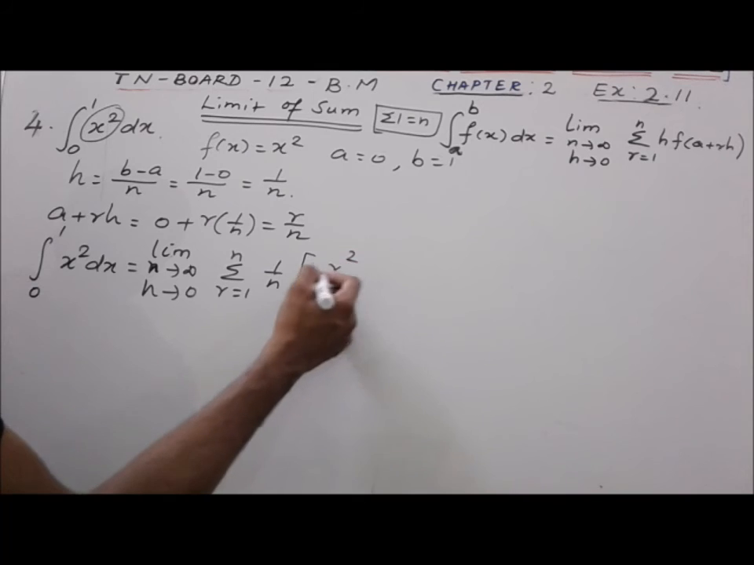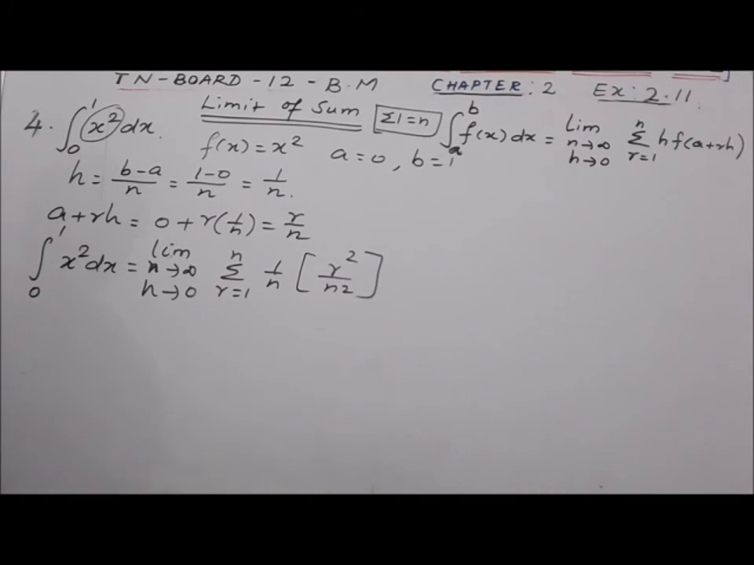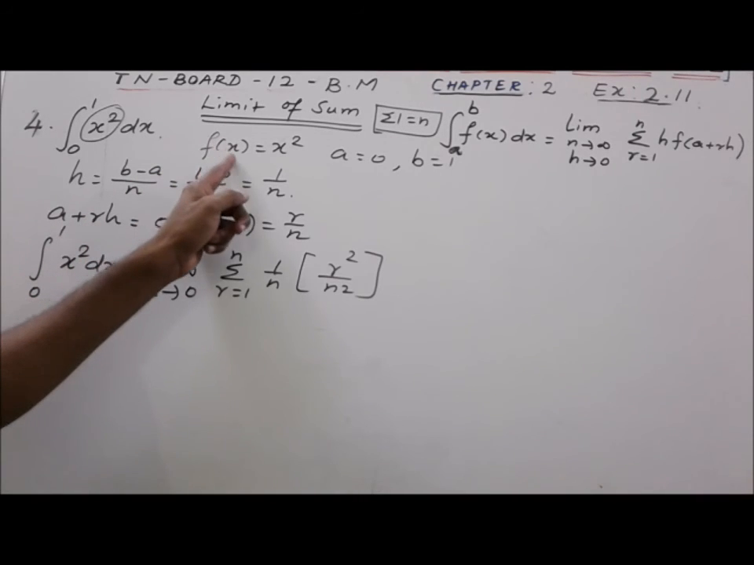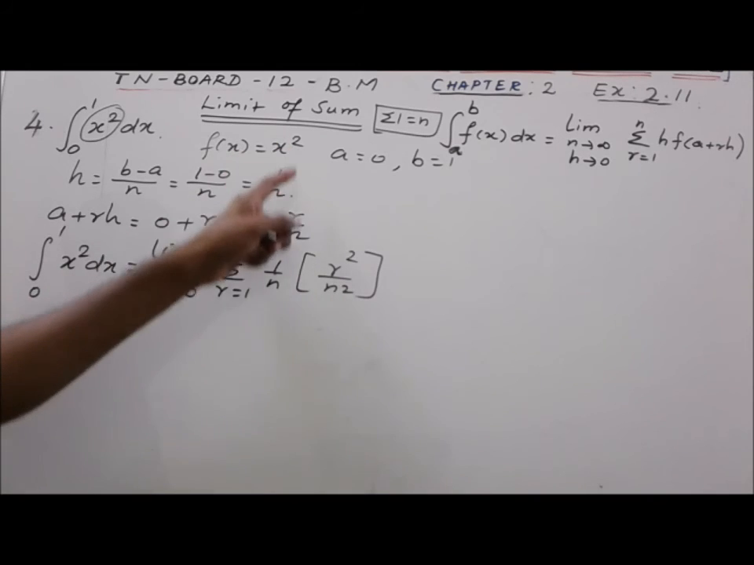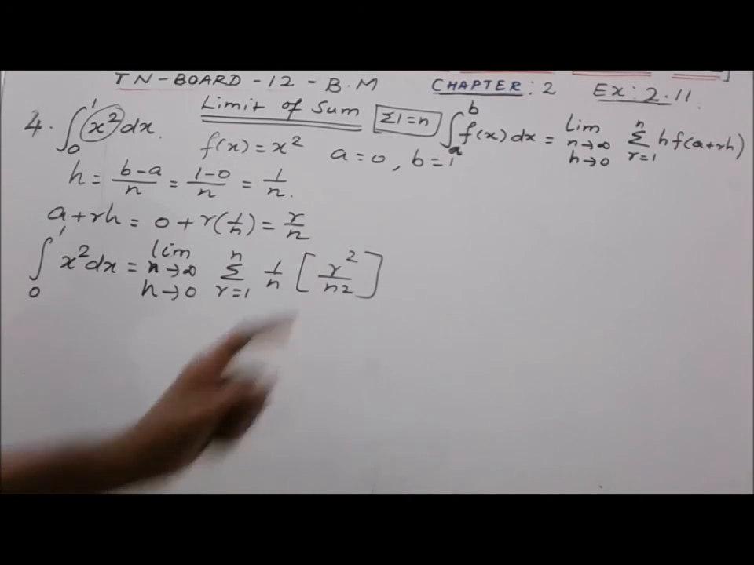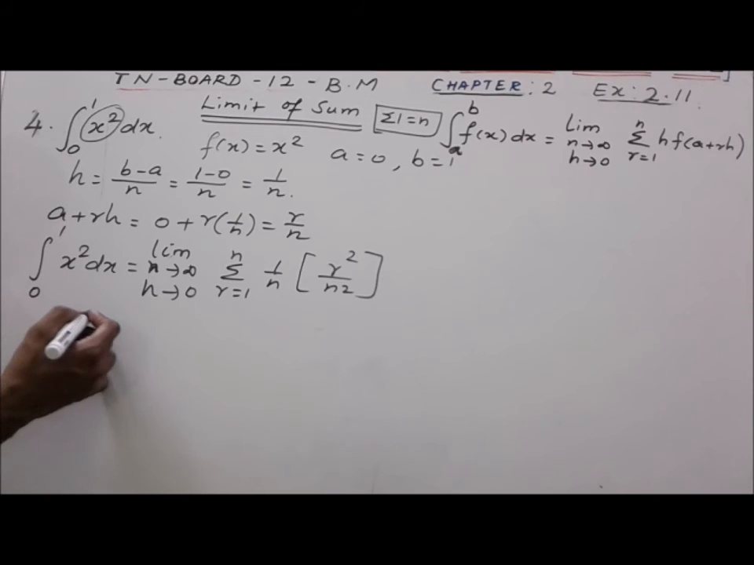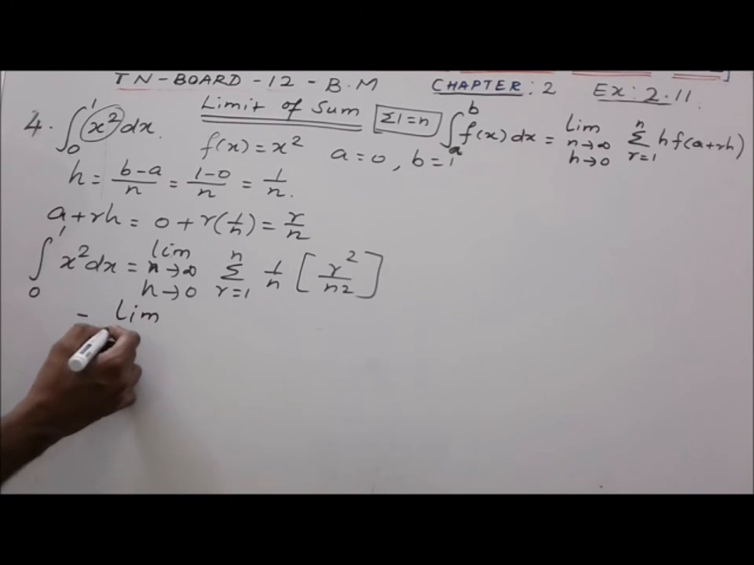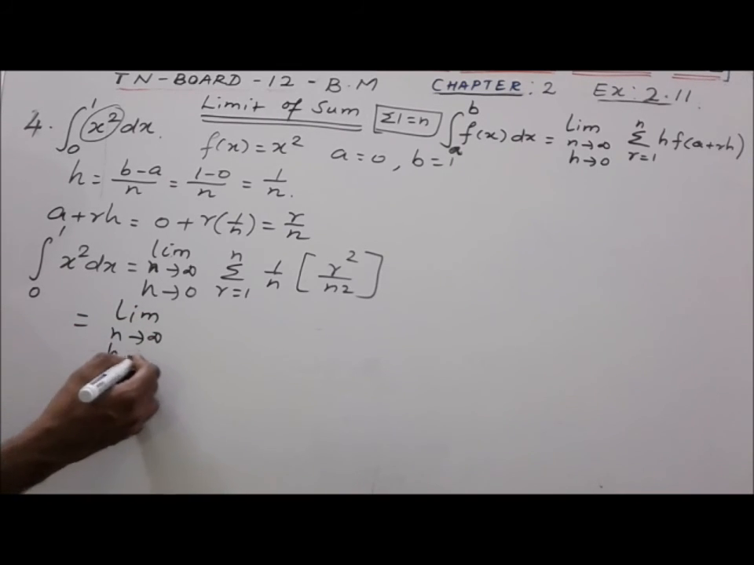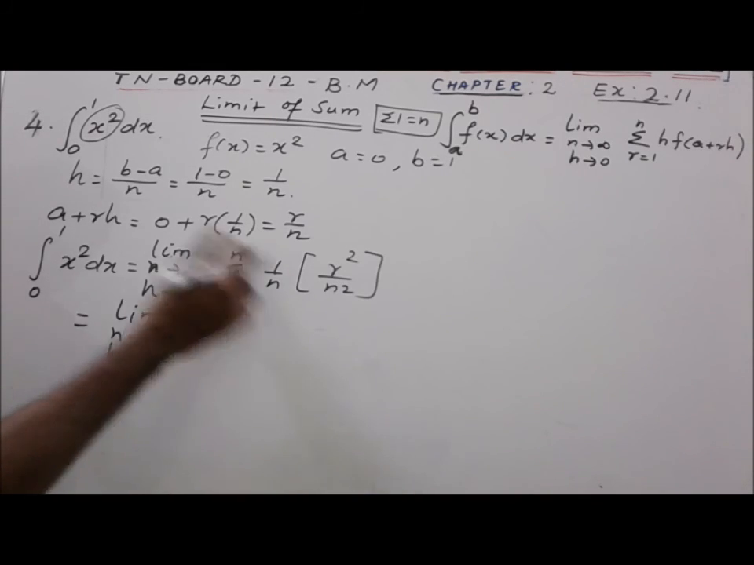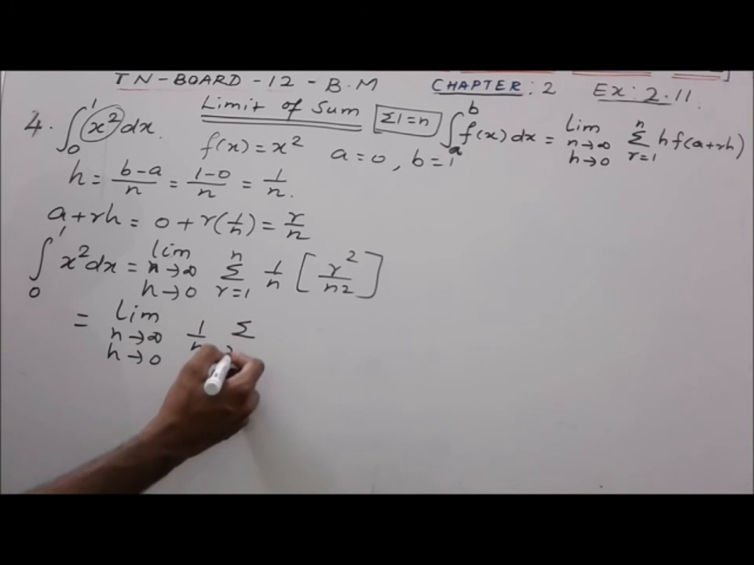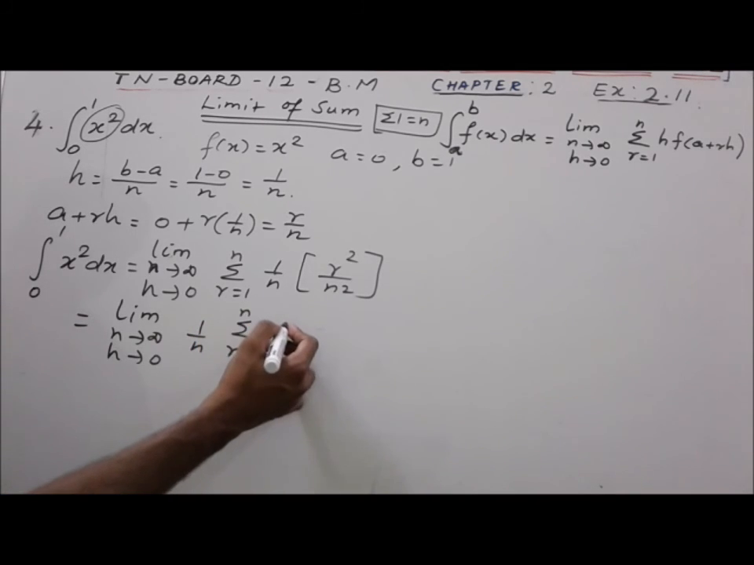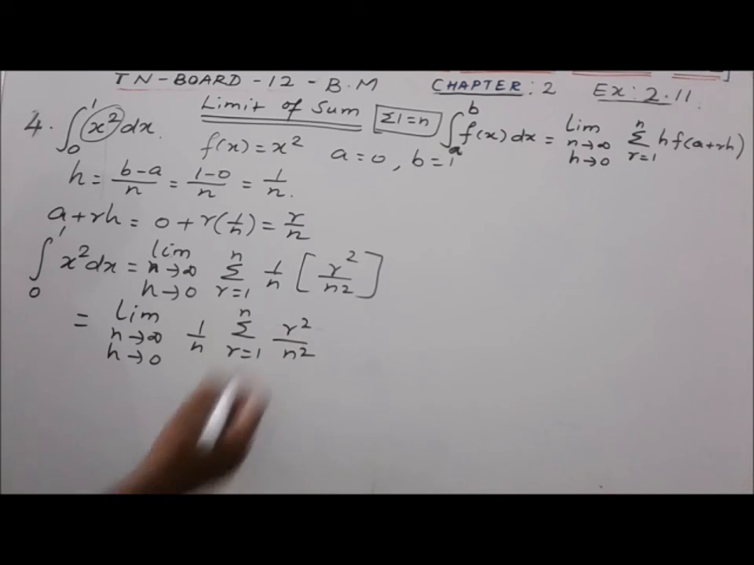r square by n square. Simply substituting a plus rh in f of x instead of x. So in f of x, instead of x, substituting r by n whole square, that is r square by n square. By simplifying this, limit n tends to infinity, h tends to 0, 1 by n taken out, 1 by n into sum of r equal to 1 to n, r square by n square.